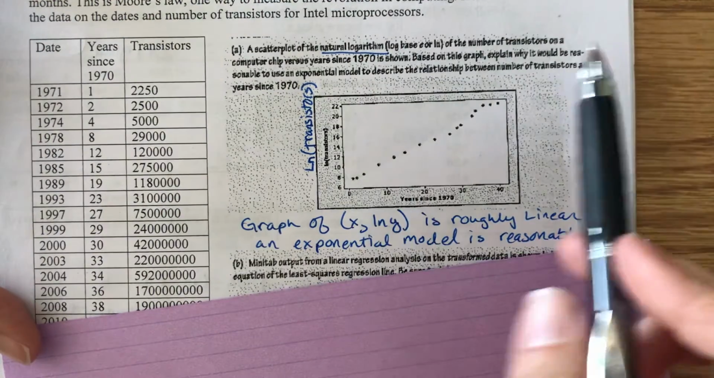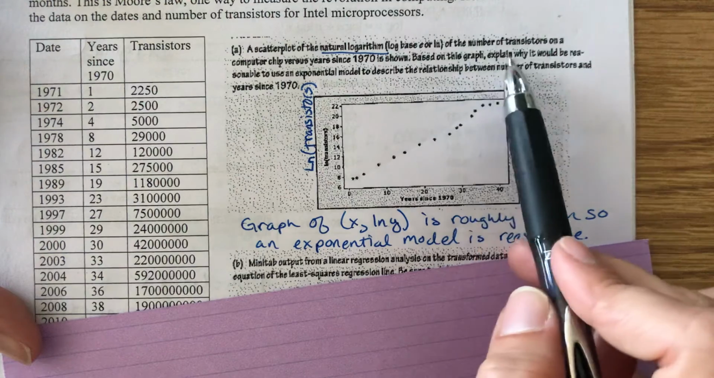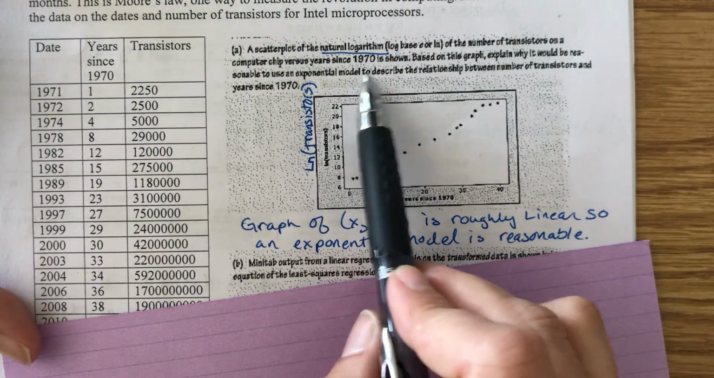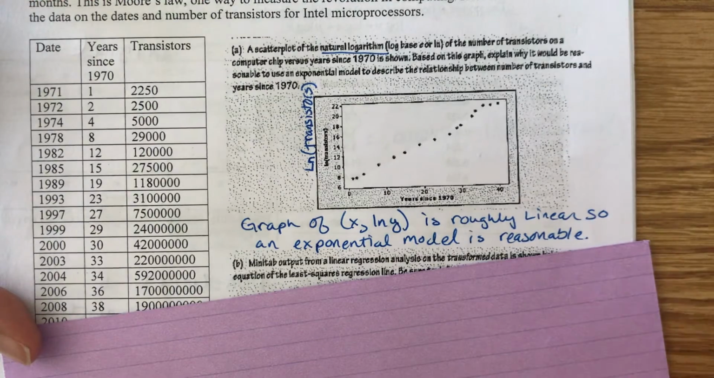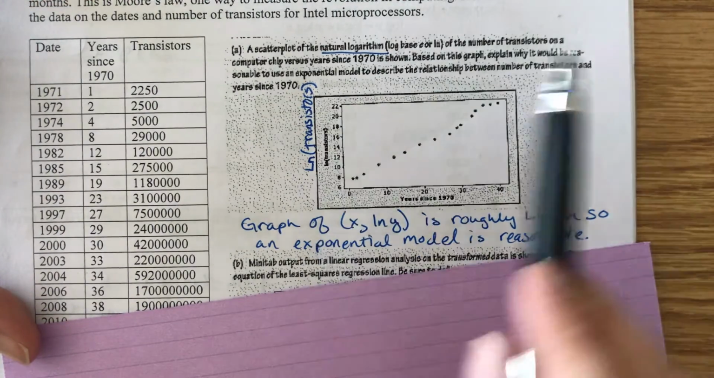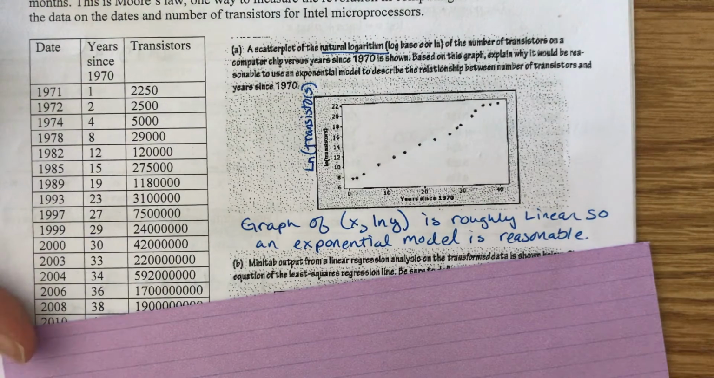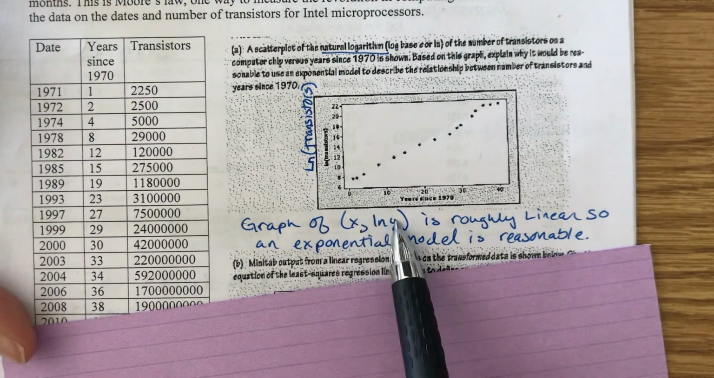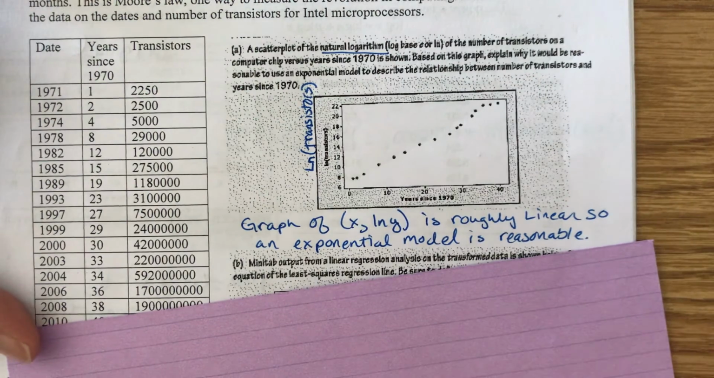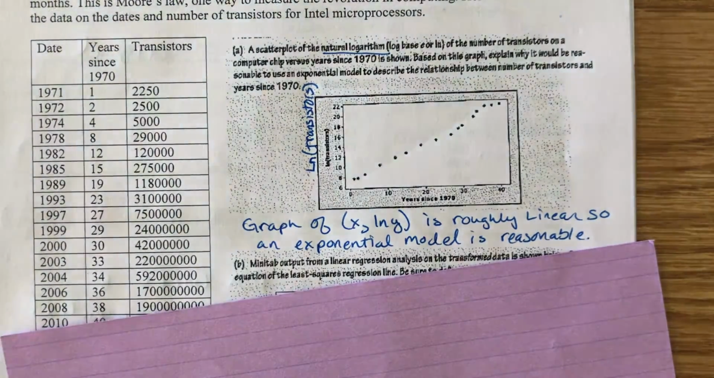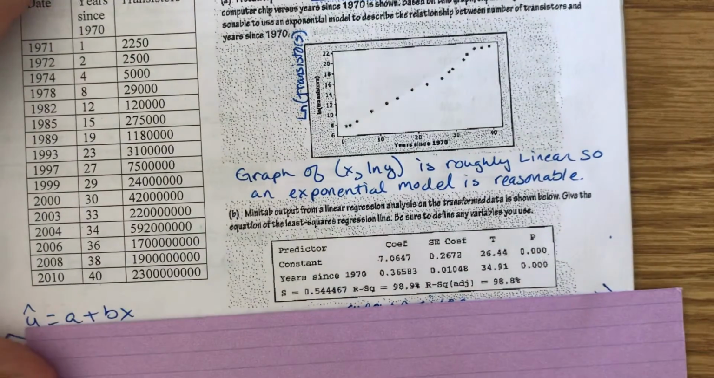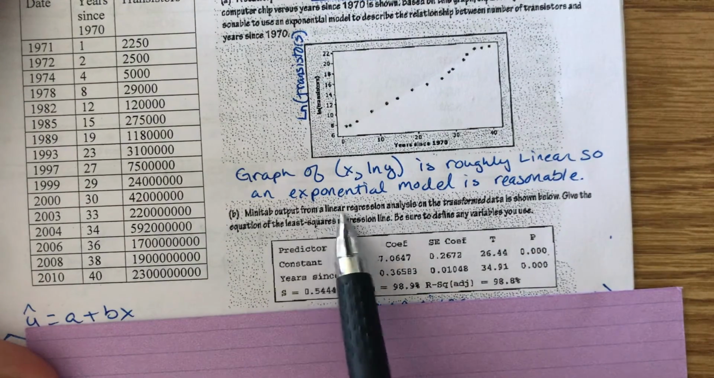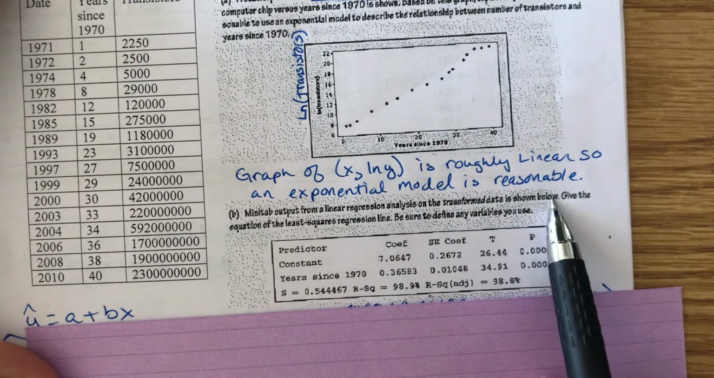And the question is saying, based on this graph, explain why it would be reasonable to use an exponential model to describe the relationship between the number of transistors and the years since 1970. So to describe that, an exponential model is good if your graph of that transformation is roughly linear. That's all you have to say. The same would apply if it asks you to describe why a power model would be applicable, and that would be if you're cube rooting or cubing or square rooting or squaring or doing the reciprocals like we did in those first two examples. Part B says a Minitab output from a linear regression analysis on the transformed data is shown below.